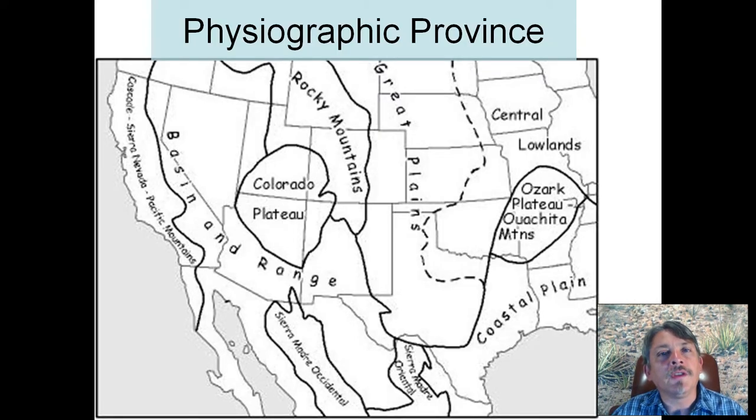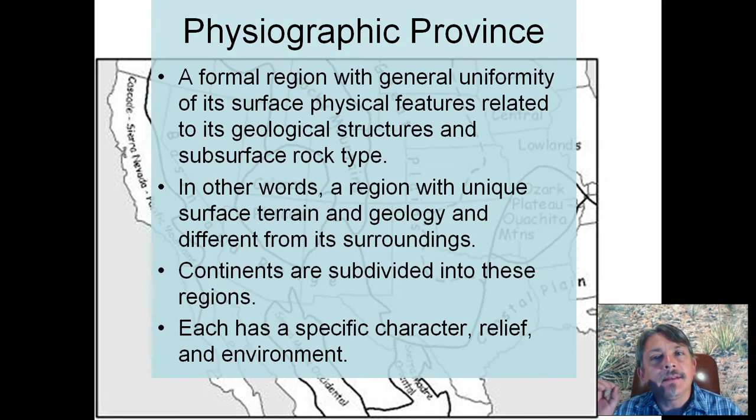Let me introduce you to the physiographic provinces. A physiographic province is a particular region with a uniform character of terrain and geology. And so in this you will see that there's general uniformity of features on the surface and on the geological structures or the roots underneath. A simple way of looking at it is, in other words, a region with unique surface terrain and geology different from its surroundings. So the continent is subdivided into these regions, and we'll review them further in a moment.